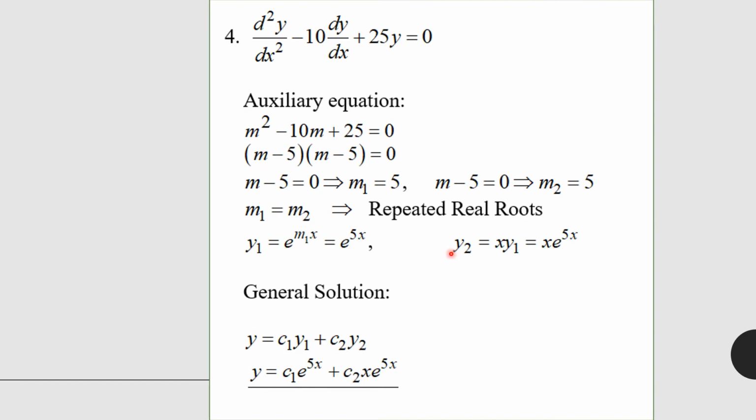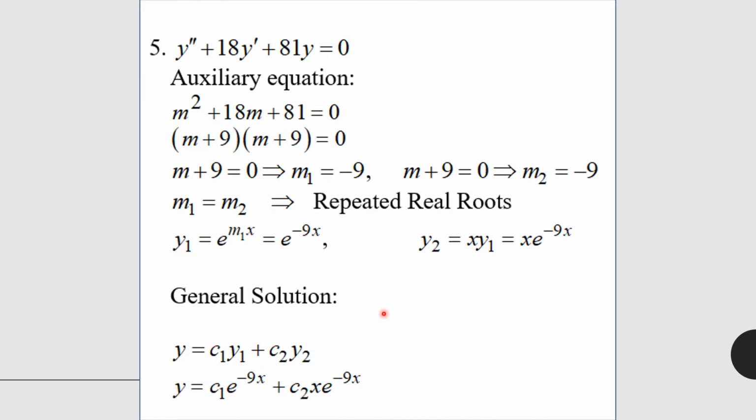To get y2, for case number 2, if the roots are real and they are equal to one another, then you write y2 equals x multiplied by y1. Since y1 is e to the power of 5x, y2 will be x times e to the power of 5x. So we get these two solutions, y1 and y2, and then you can write down the general solution, y equals c1y1 plus c2y2.